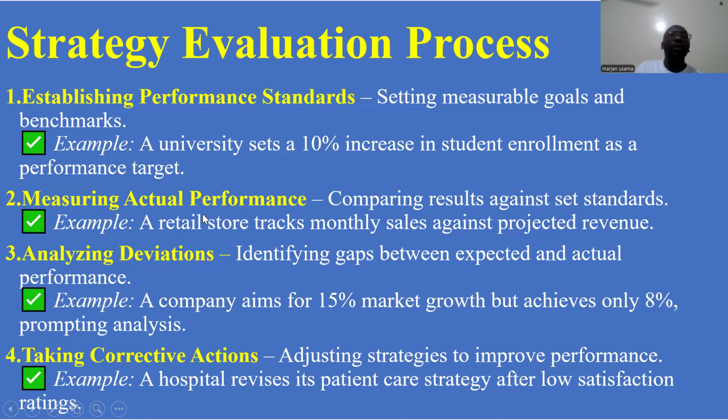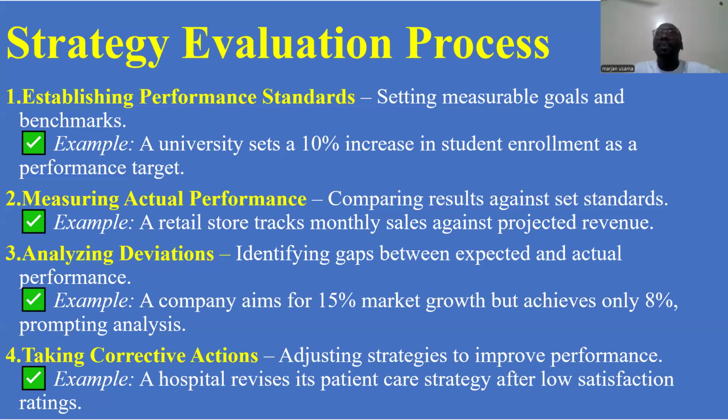So when we are talking about measuring actual performance, using the same example of Alpha University, their target was what? 10%. At the end of the year, Alpha will measure the performance. If the student enrollment is 20%, wow, mashallah, they'll be very happy. We have achieved our objective. But if the enrollment is 8%, if it is 5%, it means there was a problem.